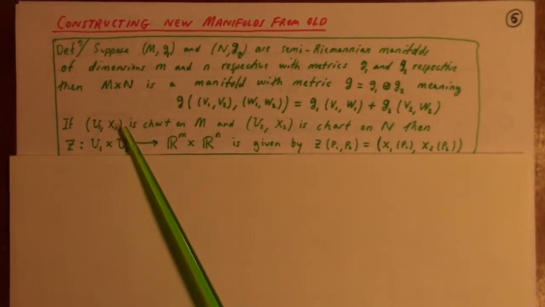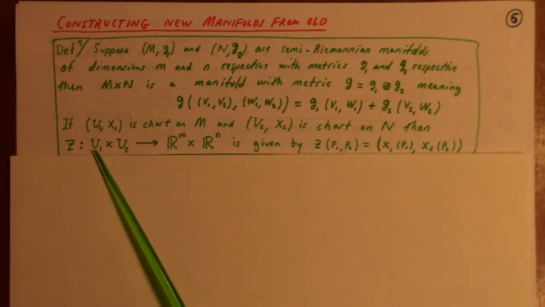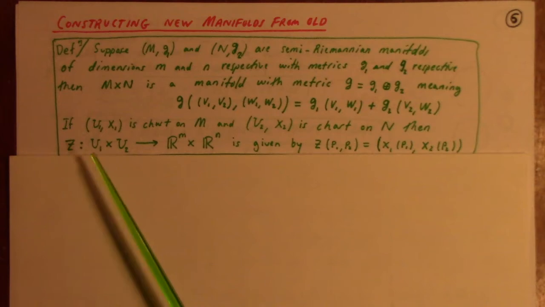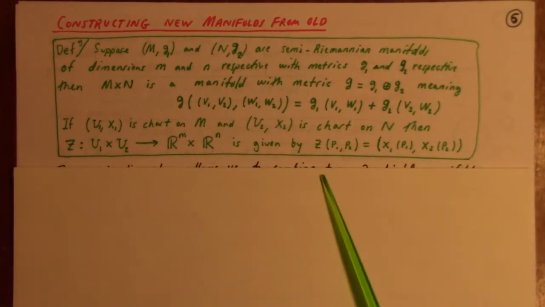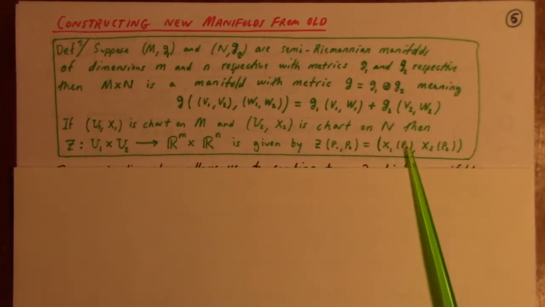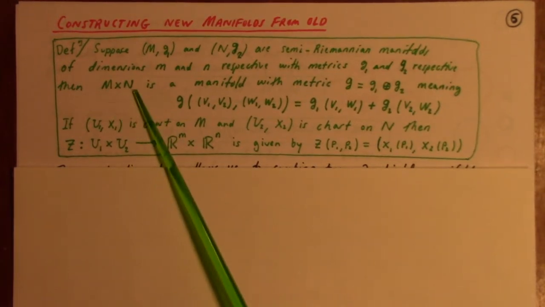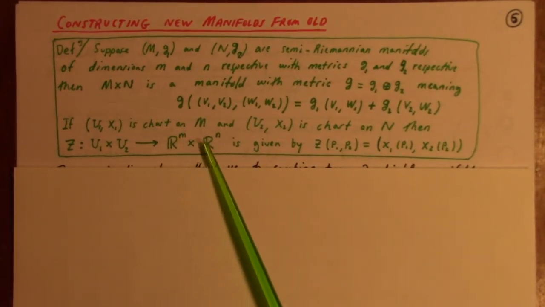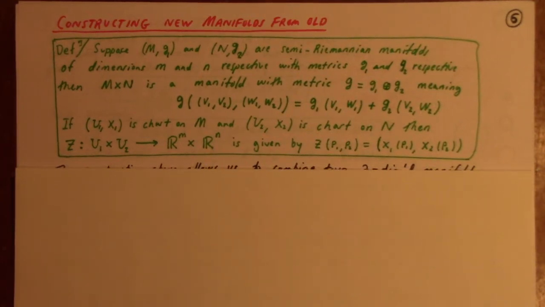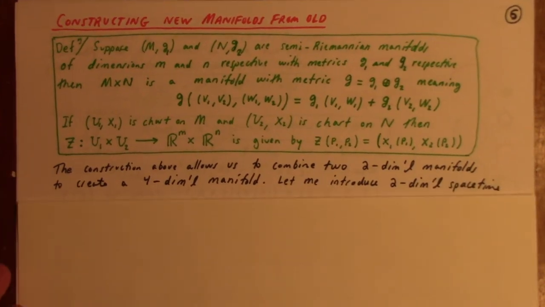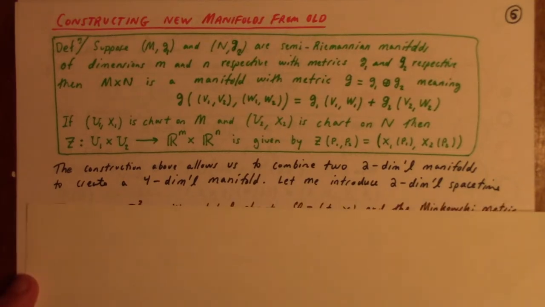So you take a chart on M, you take a chart on N. The chart on the Cartesian product of the domains is given by just pairing the coordinate charts for M and N respectively. In short, M cross N is a new manifold of dimension m plus n. So this construction allows us to combine two-dimensional manifolds to create a four-dimensional manifold.